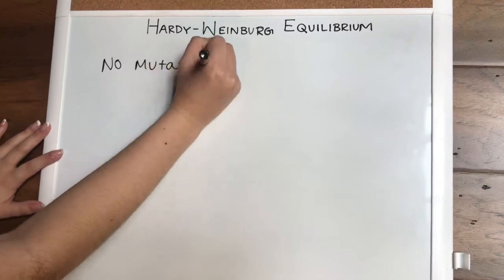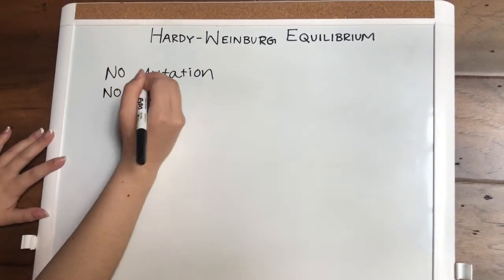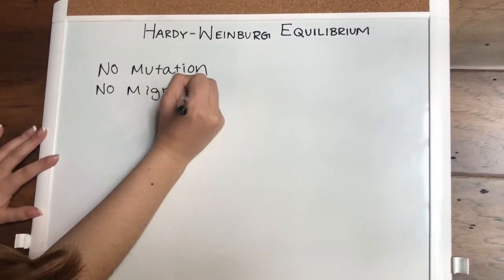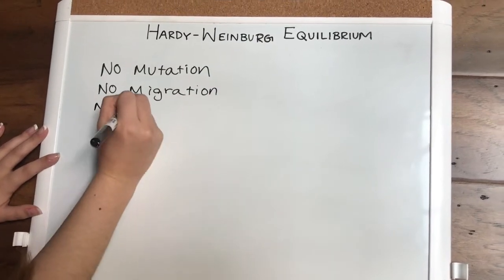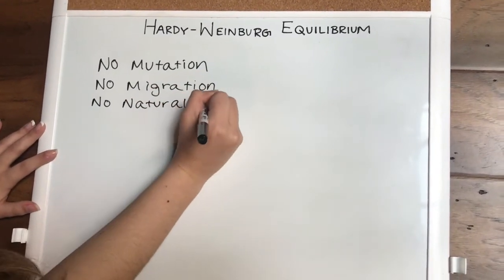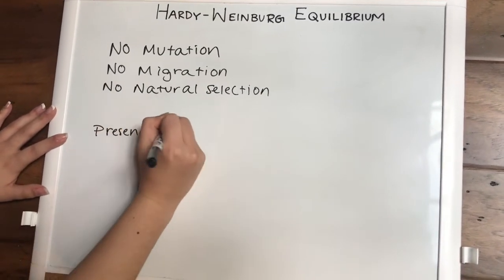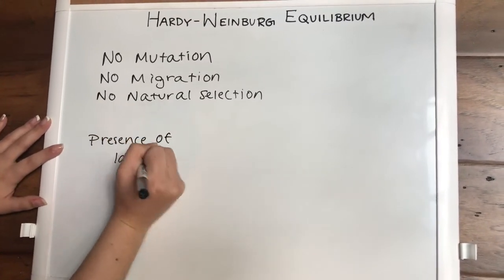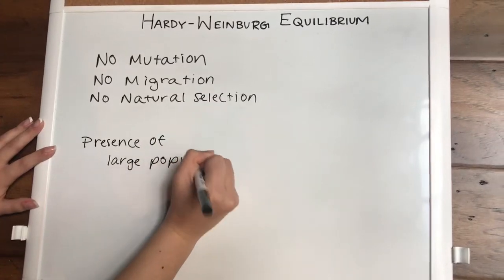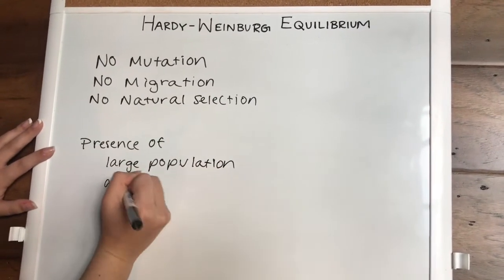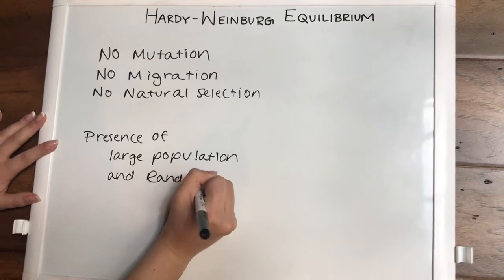The Hardy-Weinberg principle states that allele and genotype frequencies in a population will remain constant from generation to generation in the absence of other evolutionary influences. Hardy-Weinberg is applicable to a gene pool if there are no mutations, no migration, no natural selection, there is a presence of random mating, and the population is large.